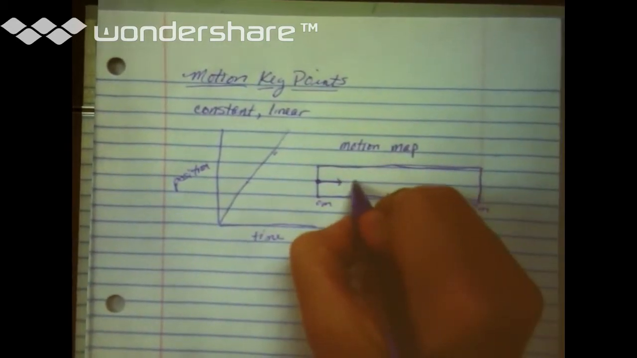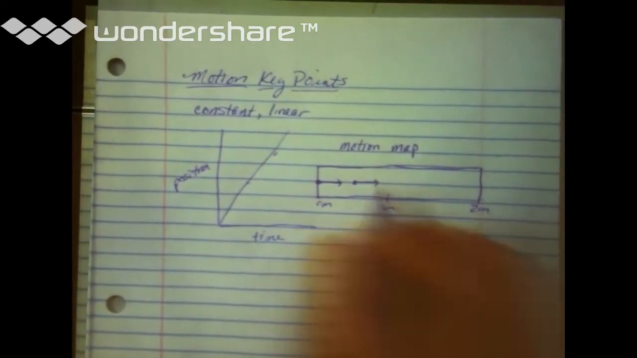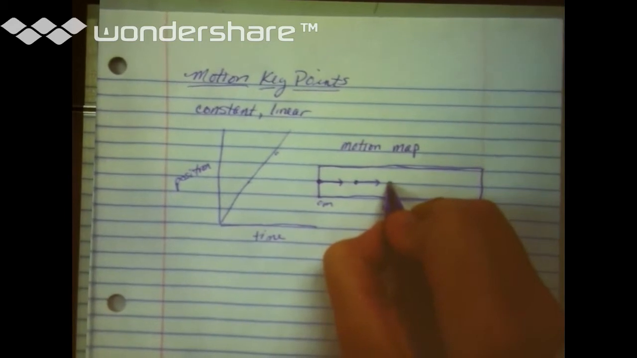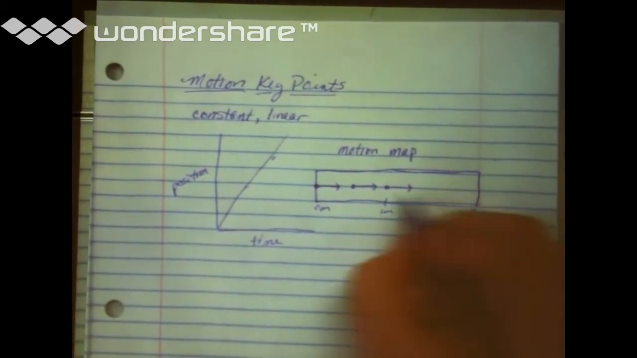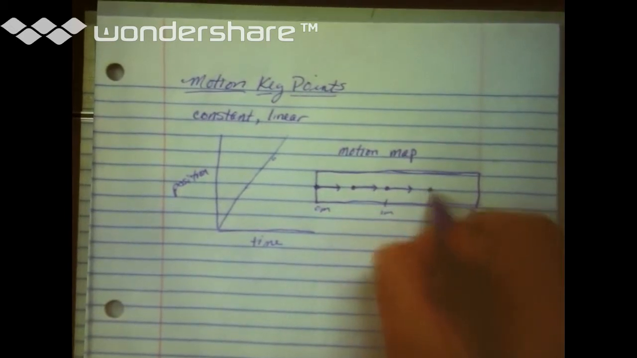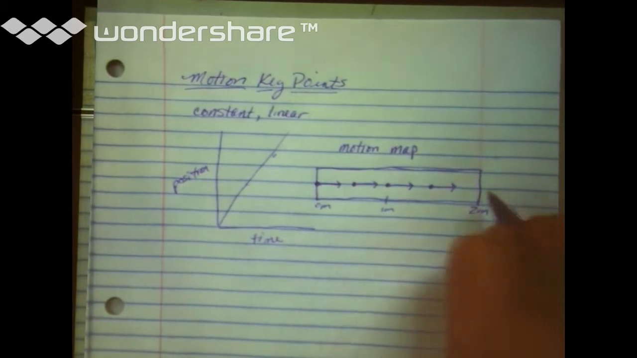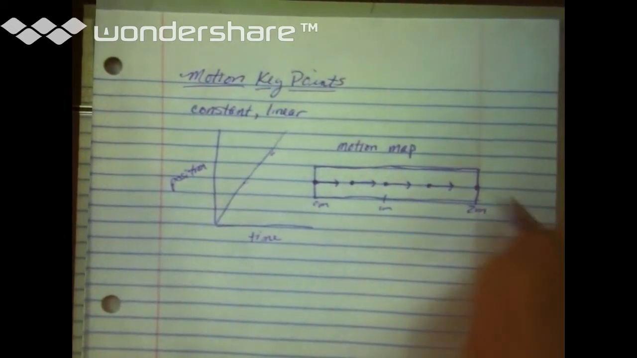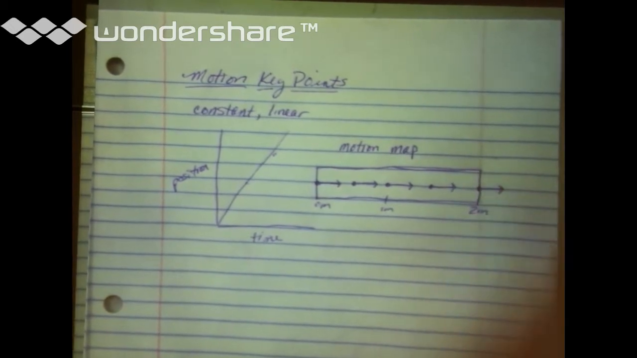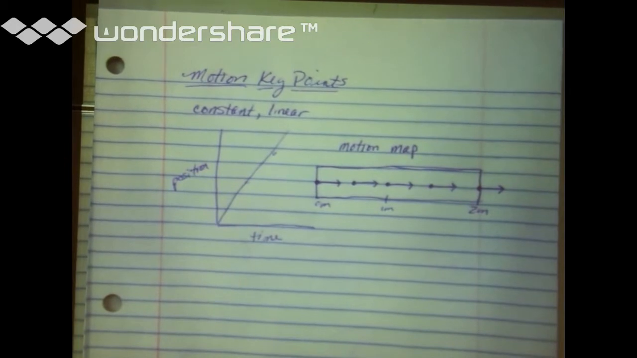1 second later, it's gone about 1/2 meter, and it's still moving forward. After 2 seconds, it's reached 1 meter, and it's still moving forward. After 3 seconds, it's reached 1.5 meters, and it's still moving forward. And then it reaches the 2 meter mark, and it's still moving because it's crossing the finish line. This is a motion map showing the motion of the object.